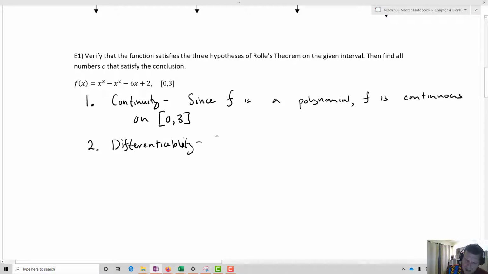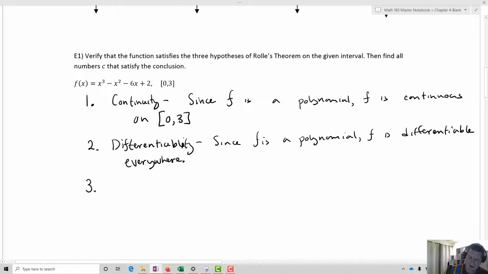Again, since f is a polynomial, f is differentiable everywhere. Polynomials are like that. Not every function's like this, but polynomials are. Okay, f is differentiable everywhere. Then 3, we have the requirement that f of a equals f of b. So I'm going to have to actually test that.